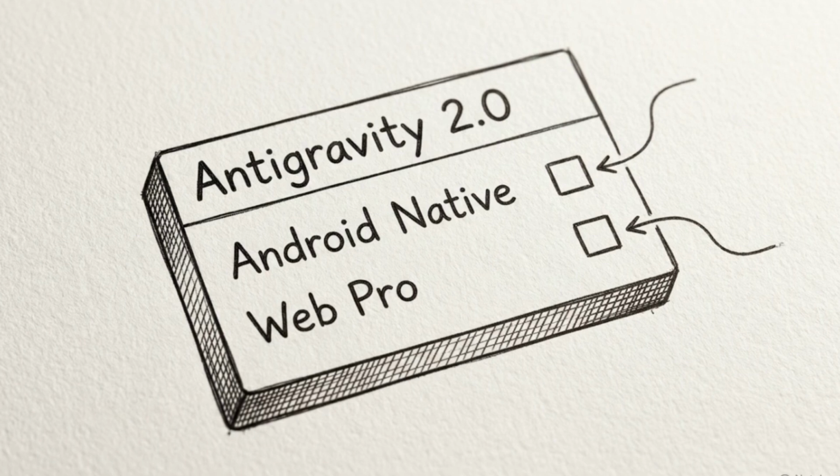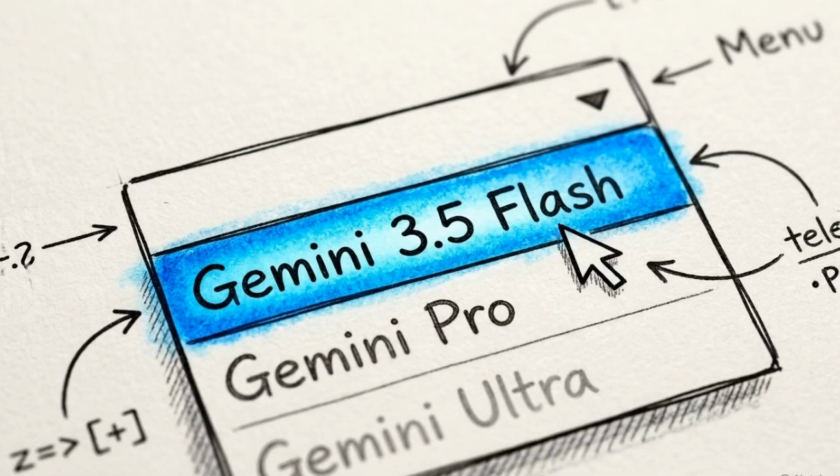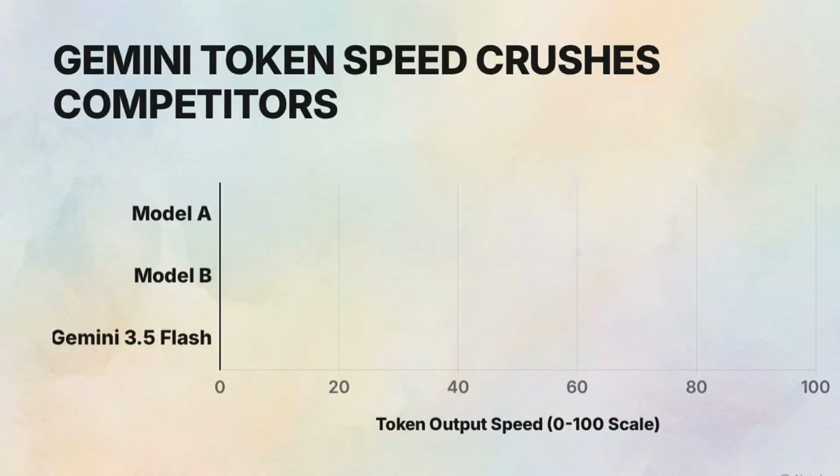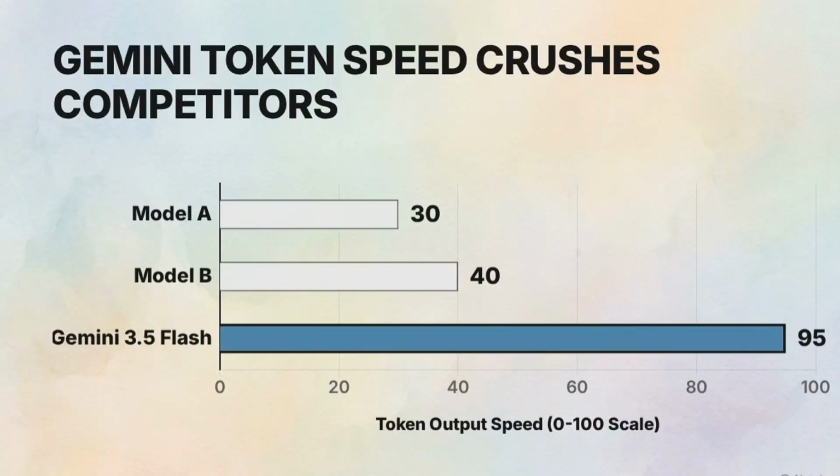During the initial setup, the software offers various toolkits. Leave those unselected for now. Starting empty gives an uncluttered workspace for our custom build. Next, we select our model. We will use Gemini 3.5 Flash. Its primary advantage is a token output speed that outperforms other leading models available right now.